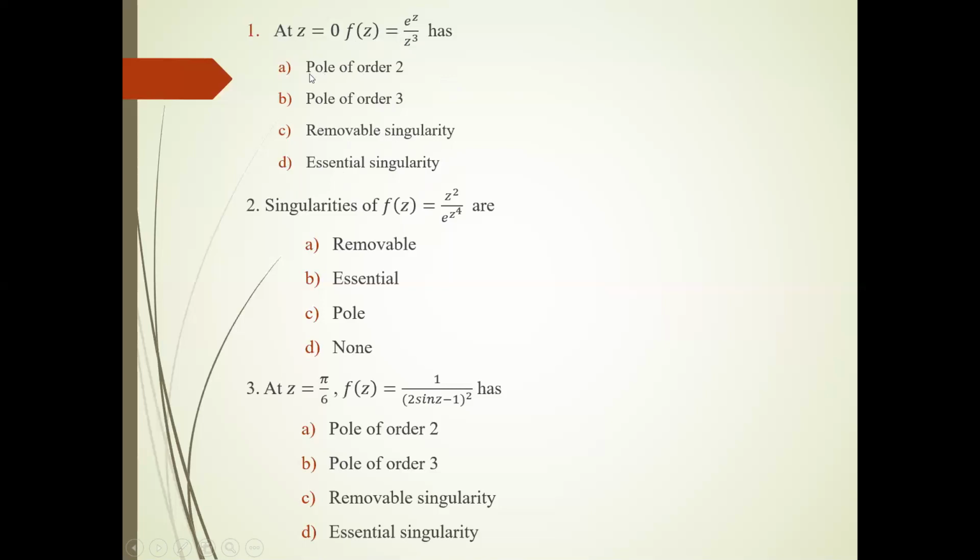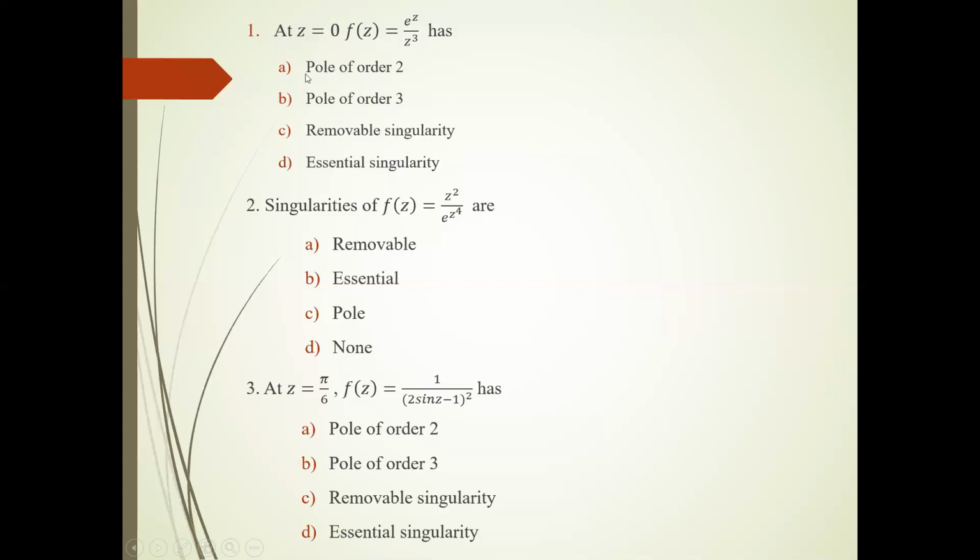See, here, if we put z is equal to 0 in the denominator, what do we get? Denominator becomes 0, and in the numerator we get e raised to 0, that means 1 upon 0, which is infinity. So this function has a pole at the point z is equal to 0. Okay.